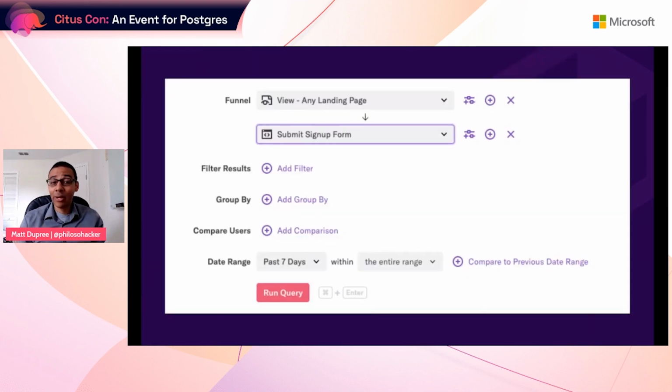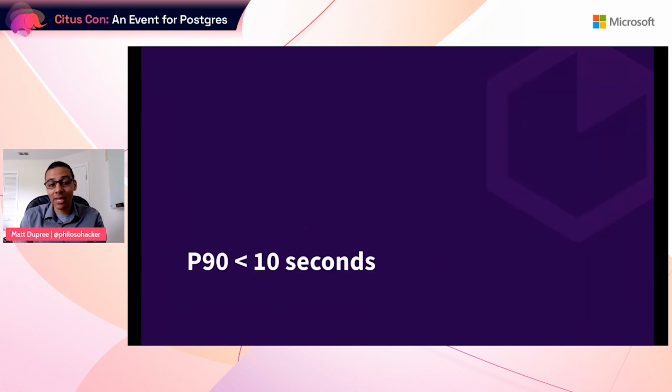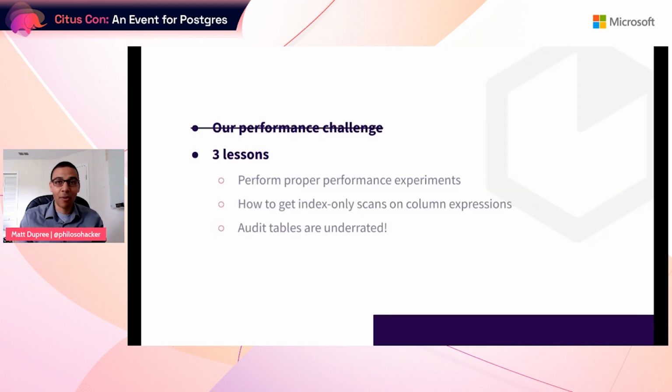Not only are we capturing billions of events a day, but we also want our customers to be able to query those events in real time. When they construct a query where they can slice the data in pretty much any way, the P90, the 90th percentile of the performance for those queries, needs to be less than 10 seconds. So we have a lot of data that we need to be able to query very quickly. That's the performance challenge at Heap. And now we can get into the 3 performance lessons that we've learned this past year.